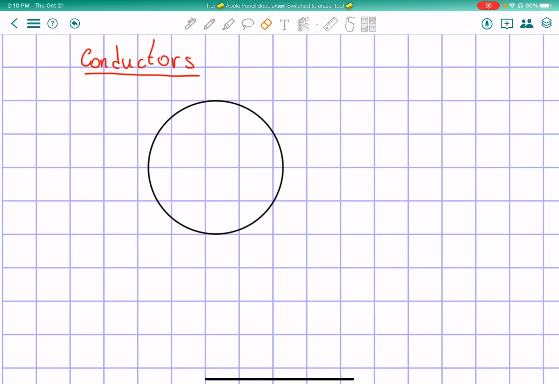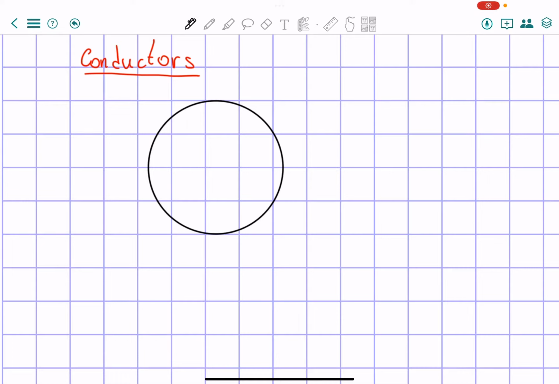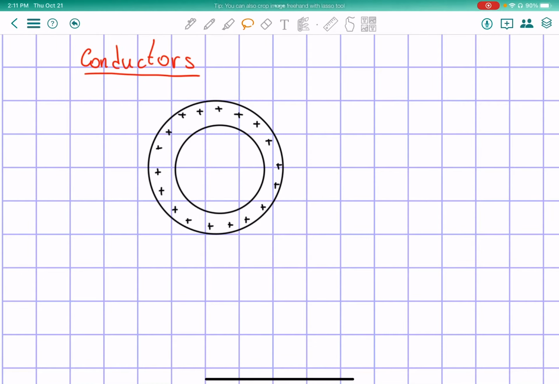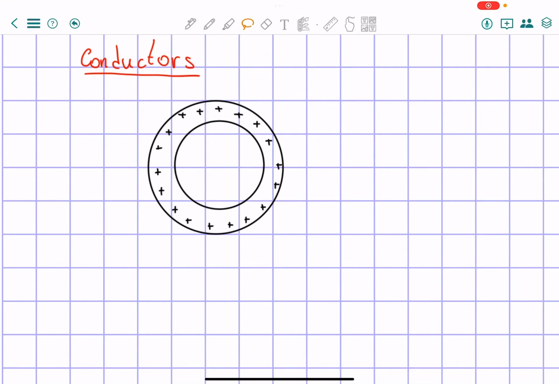But let's look at conductors a little bit better. Conductors actually do not hold the charge inside of it. They actually have all the charge all along the perimeter or the surface area of them. So the inside can be thought as empty. This inside is actually empty, and there's nothing inside here.